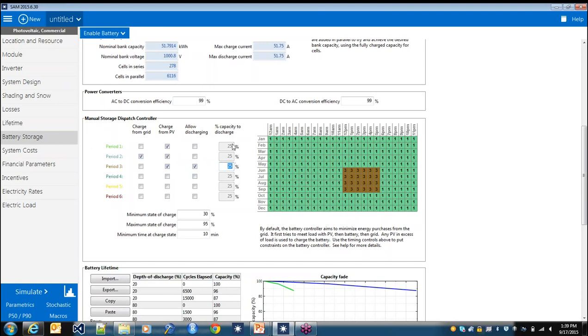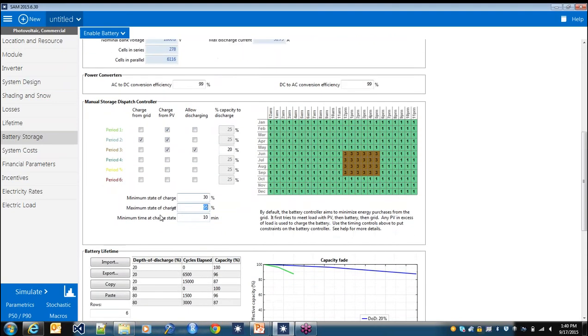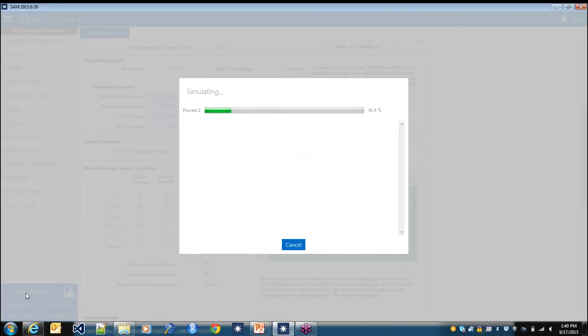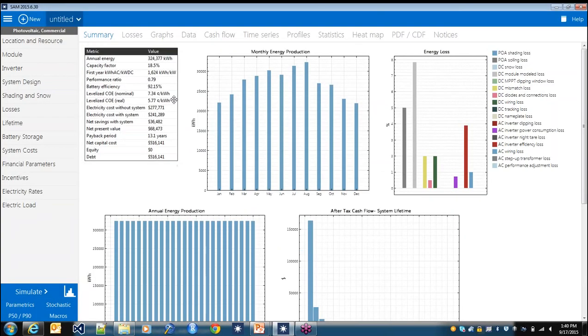Right now it's set so it can discharge up to 25% of the capacity every hour. We could see that that would only last 4 hours if we ended up using the full battery. So let's back it off just a little bit and say 20%, and that'll give us a little bit of a buffer. Let's say minimum state of charge 30%. We can leave it as 95%, though you could, of course, change that. And then let's just click simulate and see what we get.